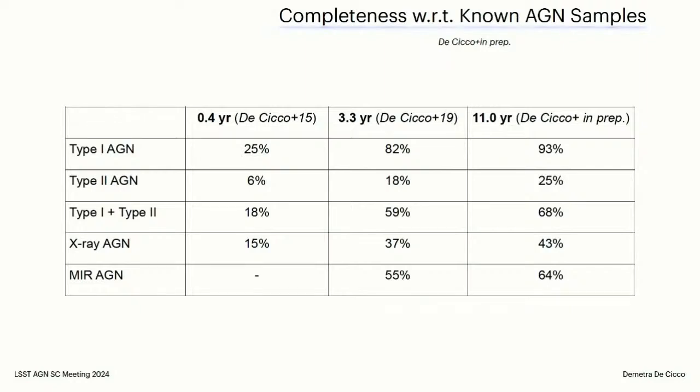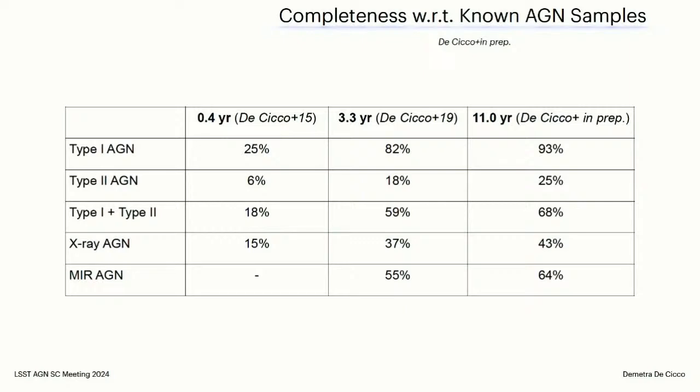For type 2 AGN, things were tragic because we found only 6% of them. Now we find 1/4 of type 2 AGN. So this is still an issue. I mean, we know that optical variability doesn't work really well, not always, at least for type 2 AGN. We have some numbers for the other sources.